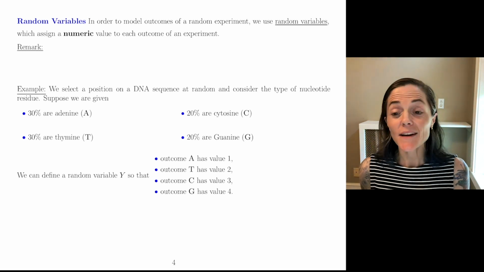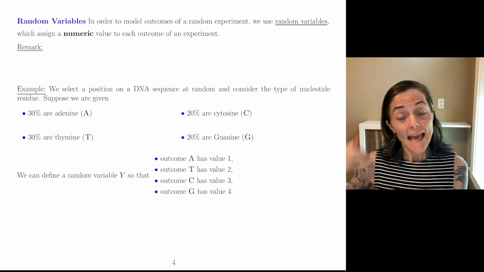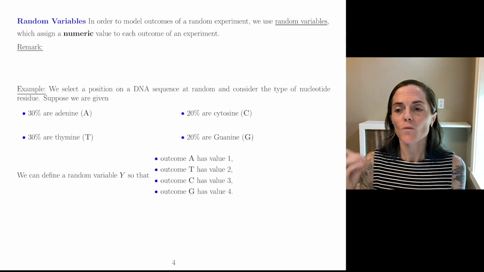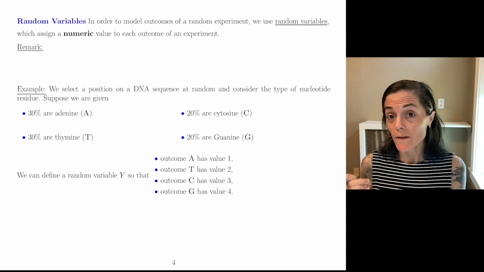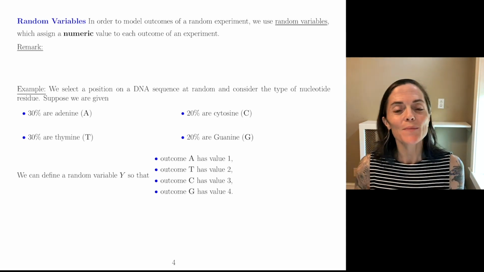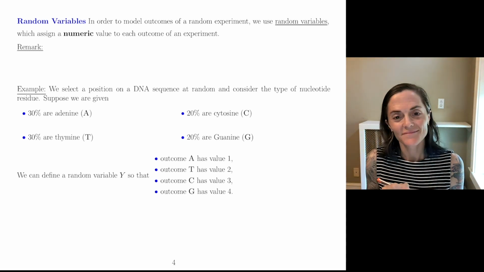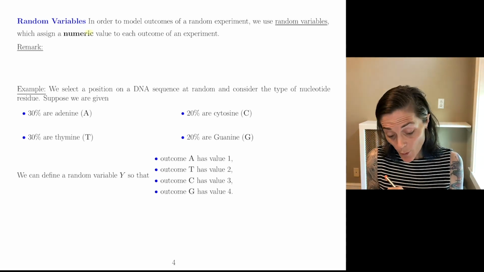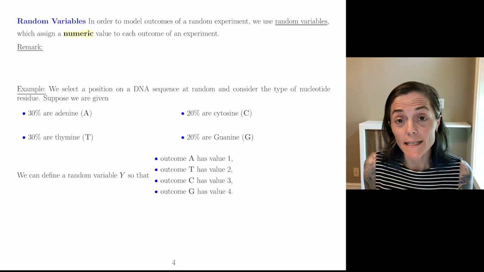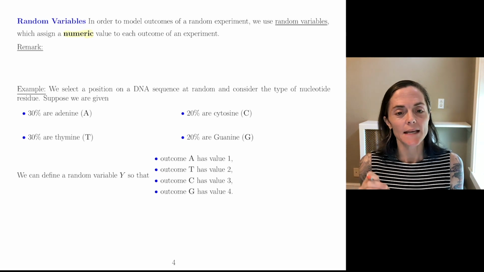Now, here is random variables. This is one of the main ideas in this lesson. In order to model outcomes of a random experiment, we use random variables. So what is a random variable? Well, a random variable assigns a numeric value to each outcome. Numeric is the important word here. There are advantages mathematically to working with quantitative information.